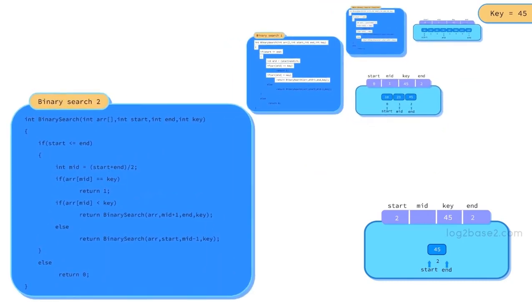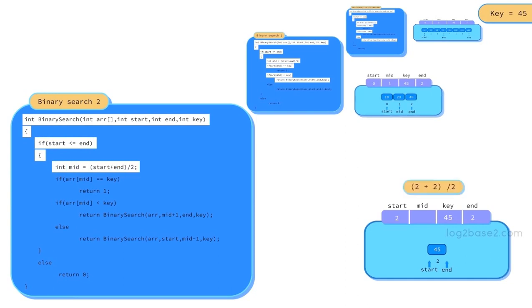So we had main binary search calling binary search 1 and binary search 1 is calling binary search 2. So let us see what happens in binary search 2. Here start is equal to end. So find mid which is (2 + 2) / 2 equal to 2. So check if element at middle index 2 is the key and it is. So return 1 as the search is found.